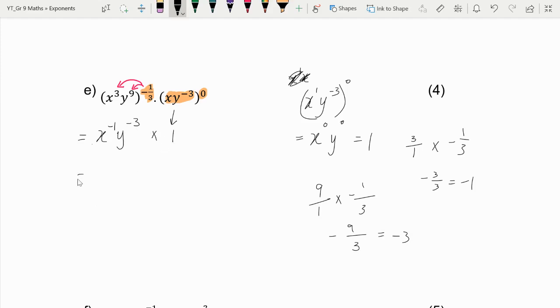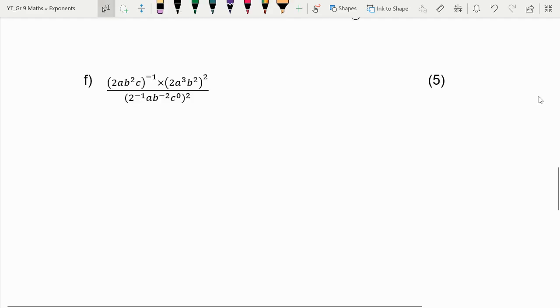That's it. Now, we're not done yet because we need to give all our exponents there with a positive answer. So that will give us 1 over x to the power of 1. I don't even have to write that. And then y to the power of 3. They both had negative exponents, and now they both have positive exponents.